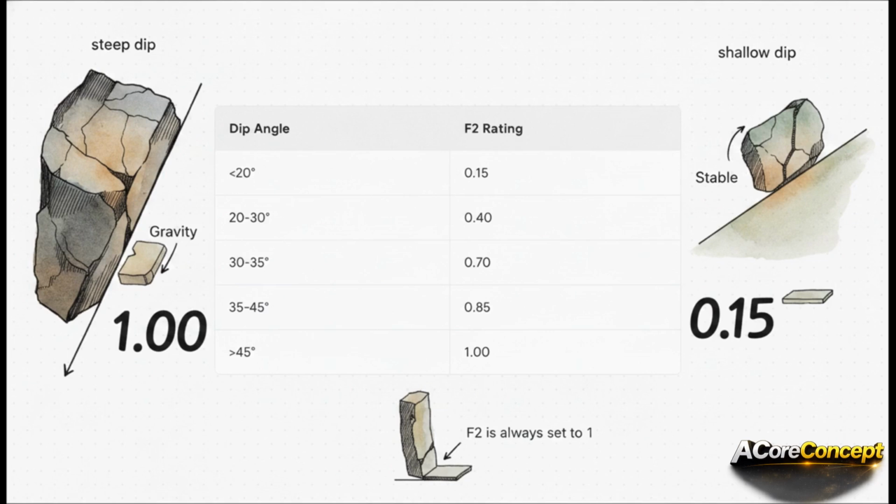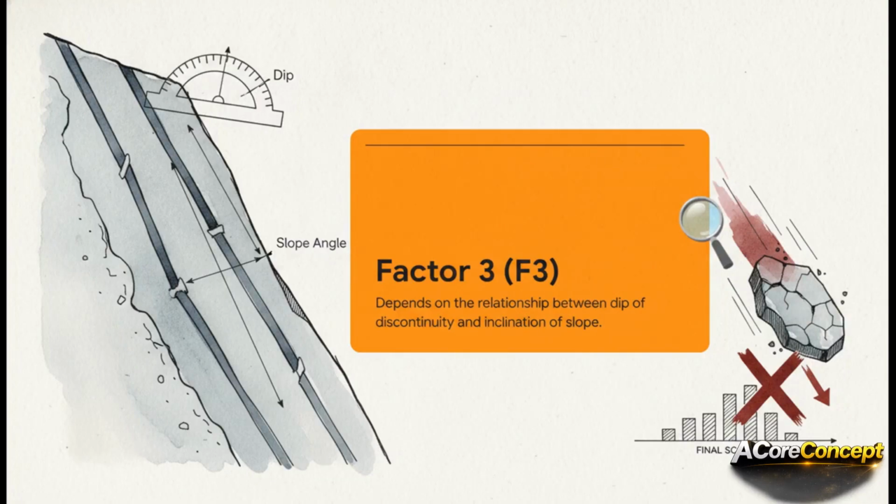However, if that joint is sitting relatively flat at a shallow angle of less than 20 degrees, the rock is just much less likely to slide. That earns a favorable 0.15 multiplier. Interestingly enough, for a toppling or domino failure, gravity is already doing the heavy lifting, so F2 is always just set to 1. All right, F3 is our ultimate reality check.